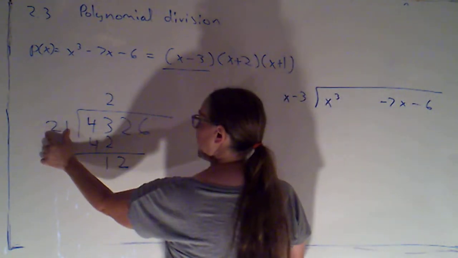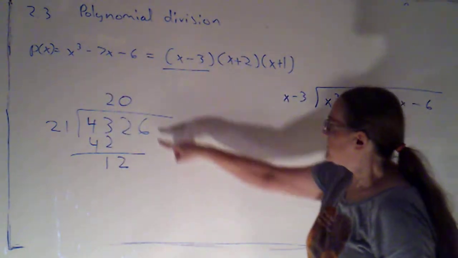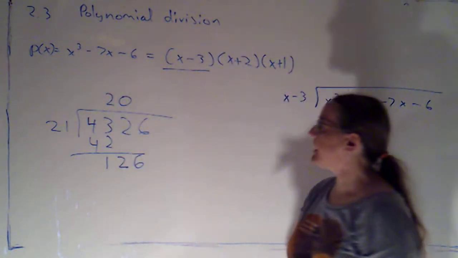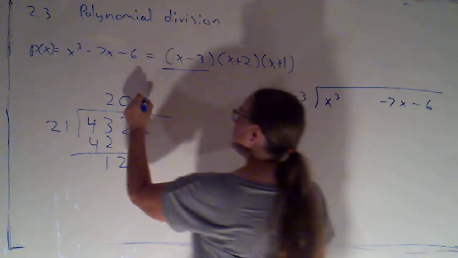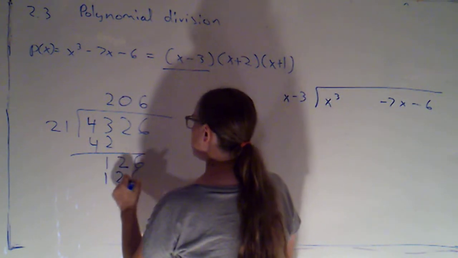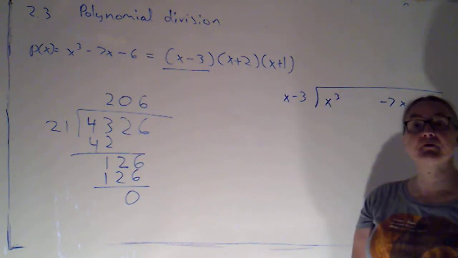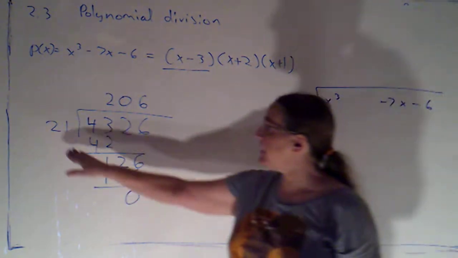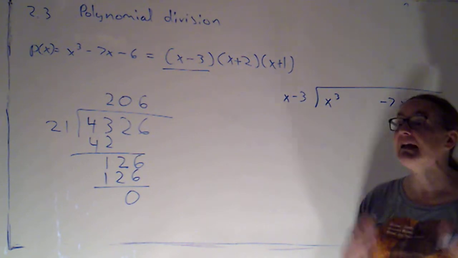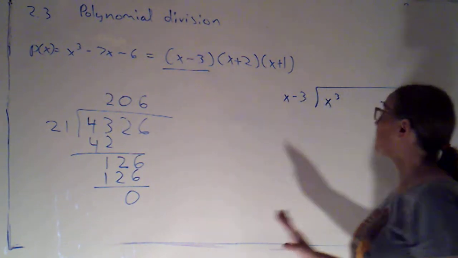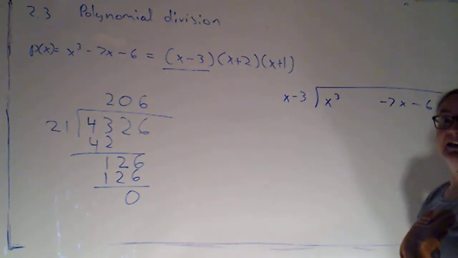So I'd say, how many times does 21 go into 12? Well, it doesn't. It goes in 0 times. So then I bring down the next digit. How many times does 21 go into 126? It looks like that's going to go in 6 times. So we get 126. That actually worked out perfectly so that we have a remainder of 0. So in this case, 21 was a factor of 4,326. It divided in evenly. That's what we're going to expect to get here, because we've seen that x minus 3 is a factor here.